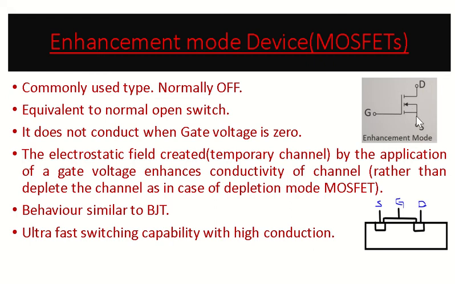If the arrow mark is here, then we can say it is N type. I have also told this in the previous session. So the given diagram is an enhancement mode N channel MOSFET. We can say this is an N channel enhancement MOSFET. It has three terminals: the first one is source, next is gate, and the next one is drain. So there are three terminals, and it does not conduct when gate voltage is zero.